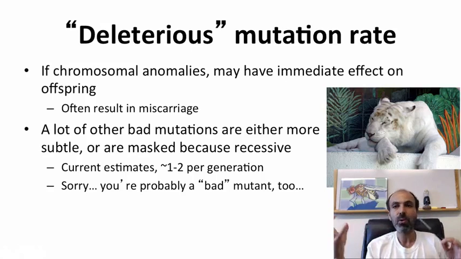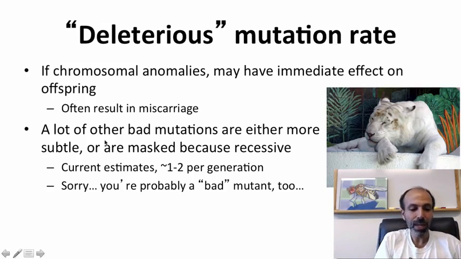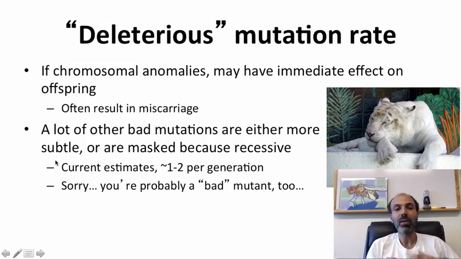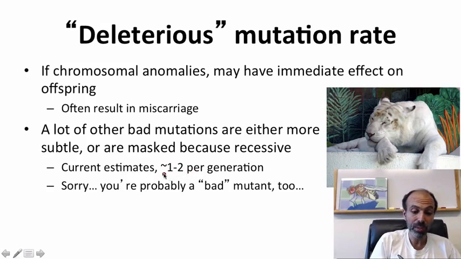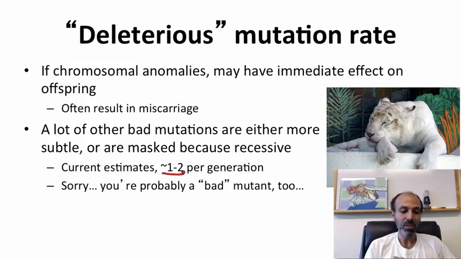They got too many copies of one, or things stuck together that weren't supposed to stick together, things like that. These are ones that you can't actually measure because it happens so frequently, there's no way to tell. But a lot of other bad mutations are far more subtle, right? They don't have such severe effects that they just make an embryo die, or they're masked because they're recessive. Well, current estimates suggest that on average, and this is true for humans as well, there are 1 to 2 bad new mutations per generation, per individual, right? So I'm sorry, but you're probably a bad mutant too.